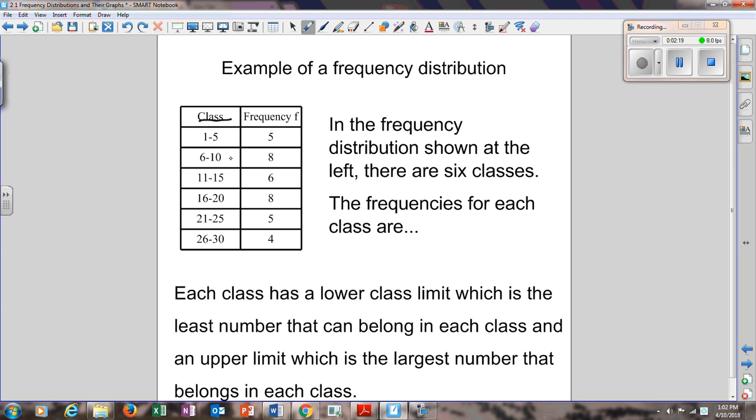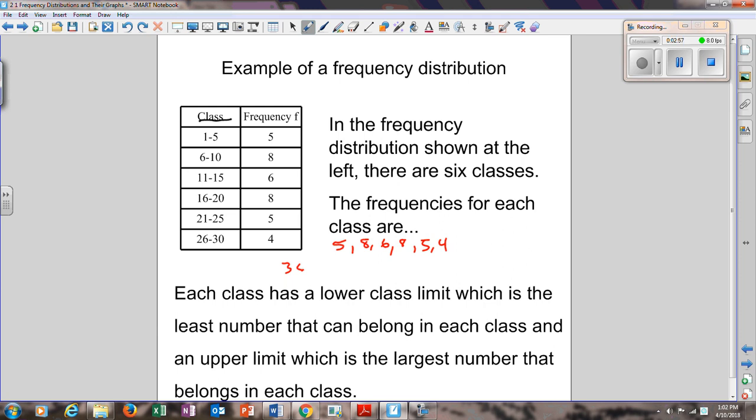Okay, so in the frequency distribution shown at the left, there are 6 classes. The frequencies for each class are simply 5, 8, 6, 8, 5, and 4. Now that'll give us our total amount of data if we add those up. So it'd be 13, 19, 27, 32, and 36. So you should have 36 total data entries if you were to actually look at each one and break it down.